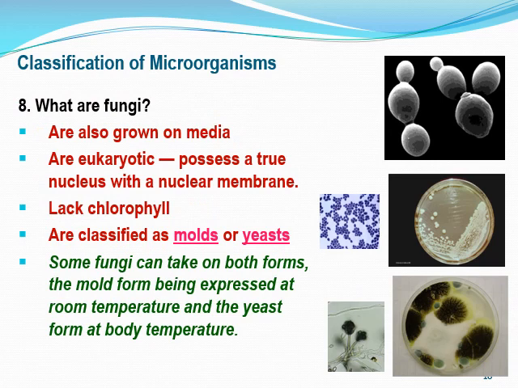So now moving on, we talked about Candida albicans earlier, about yeast, fungi. They also grow on media, and there's different kinds of media out there depending on what you may think you're looking for. They're eukaryotes. They possess a true nucleus with a nuclear membrane. They lack chlorophyll, so of course they're not that green color, right? They're classified as either molds or yeast. So some fungi can take on both forms, the mold form being expressed at room temperature, and then the yeast form being at body temperature. Okay, so you can kind of imagine how that would work.